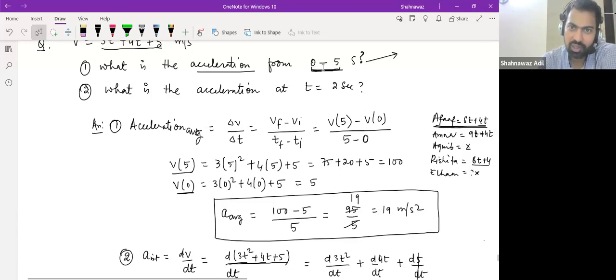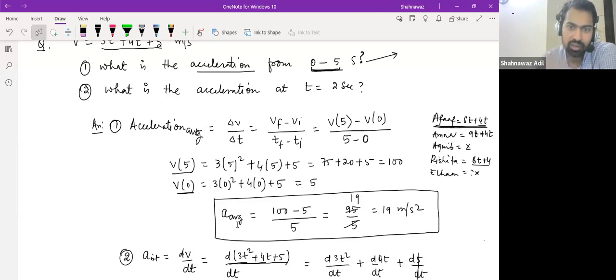Initial time is 0 and final time is 5. Then we calculate the average acceleration as v final minus v initial divided by t final minus t initial. For the final velocity, time is 5 seconds, so we calculate the velocity at 5 seconds, right? And then we calculate the initial velocity. So then we have all the values, we just plug in the values and we get the average. Understood?